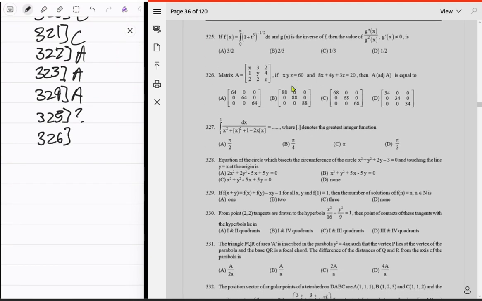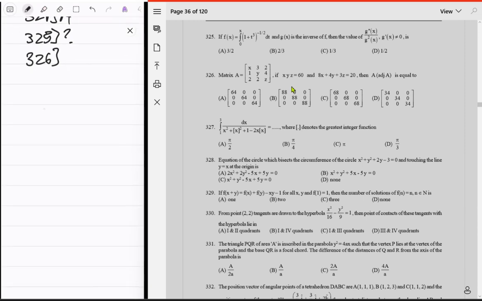26. Matrix A is equal to this thing. If xyz equal to 60 and 8x plus 4y plus 3z equal to 20, then A adjoint of A is equal to, which is like determinant of A times I matrix. इतना ही है, determinant of A basically ढूंढ लो. Yeah, I mean it's doable I guess, right?